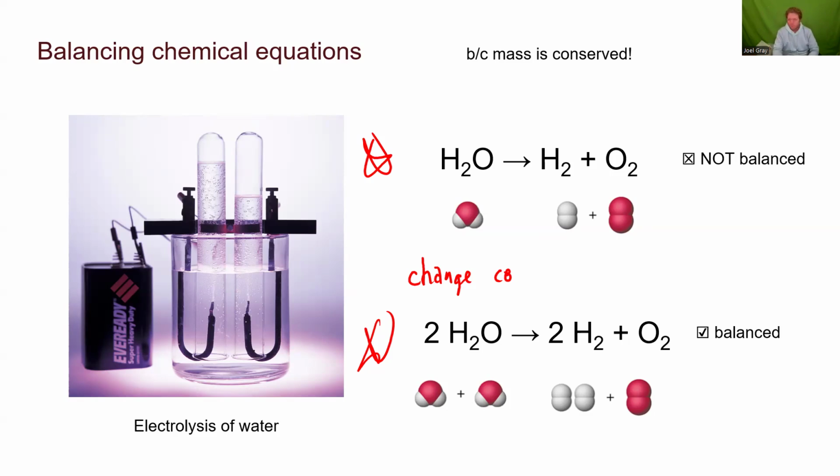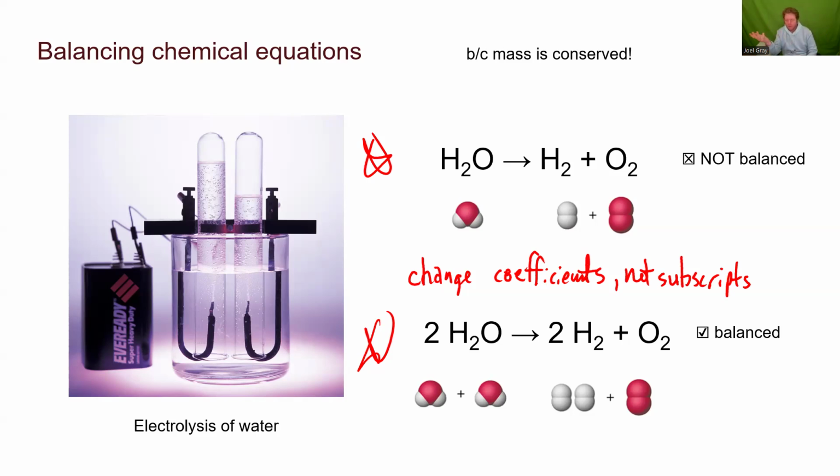So your forearm tattoo recommendation: change coefficients, not subscripts. That also sounds like an anti-war protest. You could put that on a poster board and march outside City Hall. Change coefficients, not subscripts.